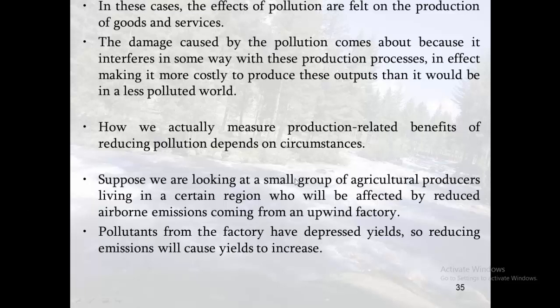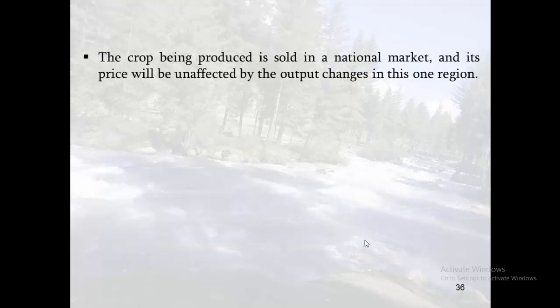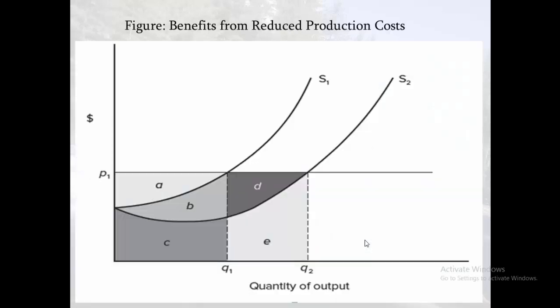Suppose we are looking at a small group of agricultural producers living in a certain region who will be affected by reduced airborne emissions coming from an upwind factory. The pollutants from the factory have depressed yields, so reducing emissions will cause yields to increase. And the crop being produced is sold in a national market, and its price will be unaffected by the output changes in the region.